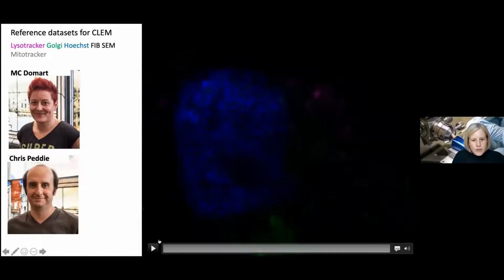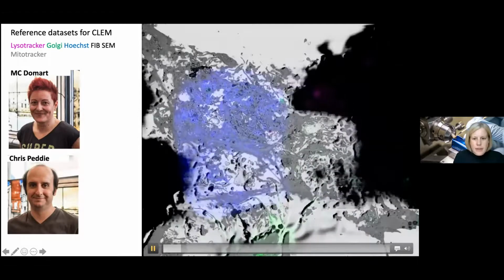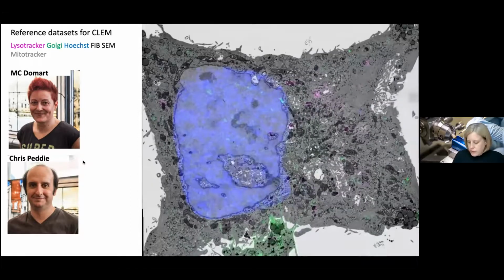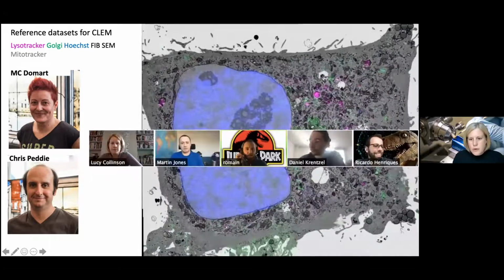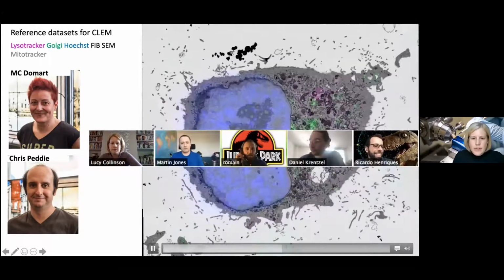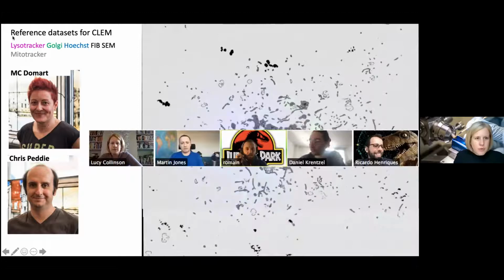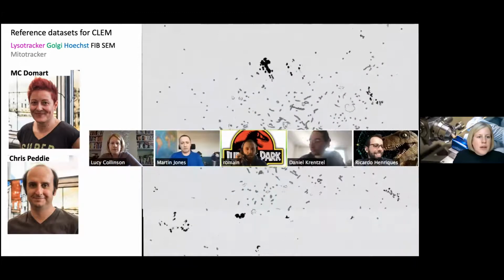And so Mary Charlotte in the lab and Chris Peddy have acquired 4-color Airyscan data and then focused ion beam stack. And that's partially for our own development work. This is a project with a 3rd undergraduate sandwich student, Daniel Krenzel, and with Ricardo Enriquez and Roman Lane to try and automate overlay of fluorescence and EM data. But this data is about to go up onto EMPIAR as well, with all the associated metadata, so that other people will be able to use it as a benchmark data set. And again, hopefully that paper will be bioRxived shortly.